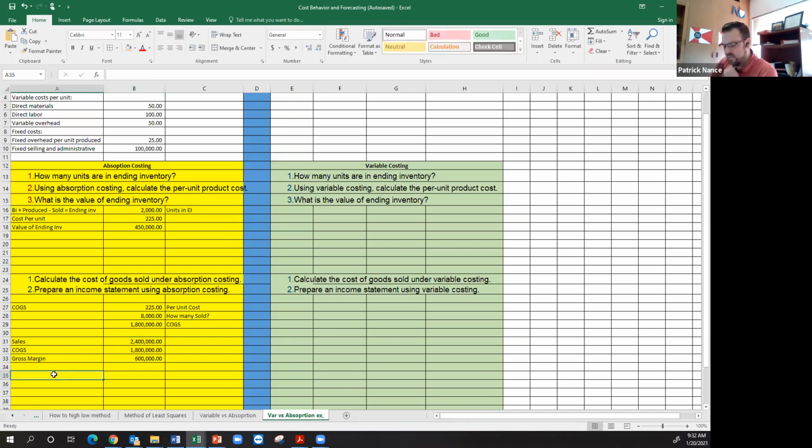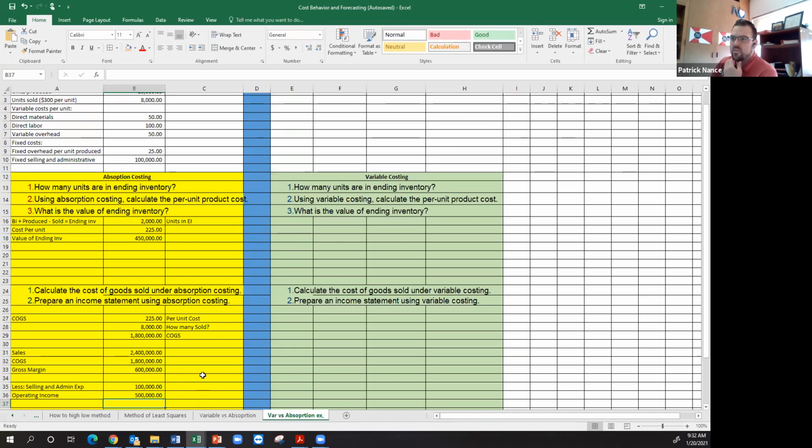Then I need to take out, I need to subtract my selling and administrative expenses, which in this case is $100,000, I believe. Yeah, it's $100,000. So I can find my operating income. It's going to be the $600,000 minus the $100,000, for $500,000.